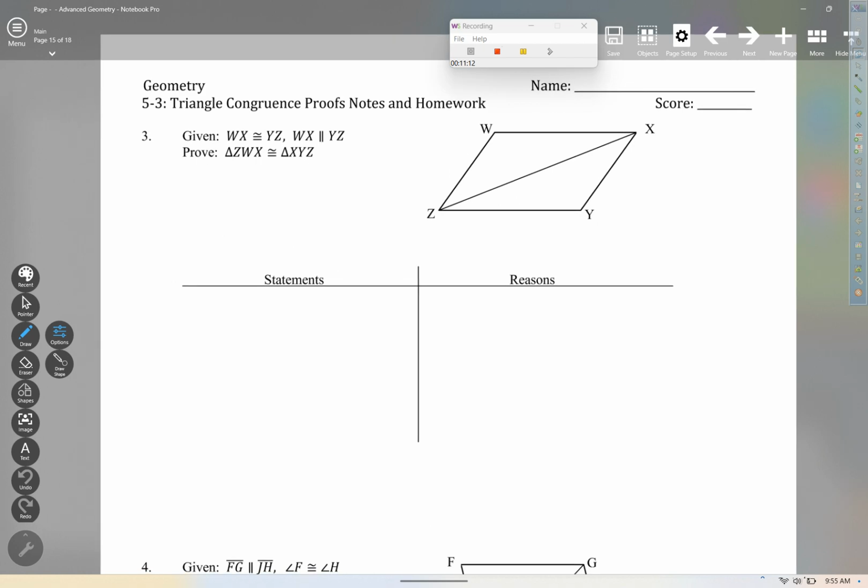All right, we always start with the given. So number 1, segment WX is congruent to segment ZY. Those should be segments. That's a misprint. We need to fix that. Comma, segment WX is parallel to segment YZ. That is given.